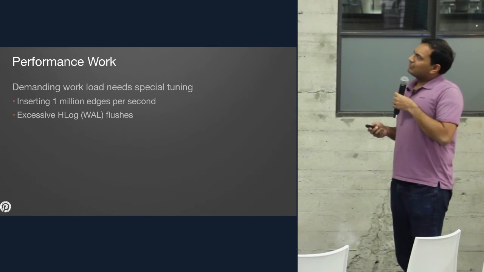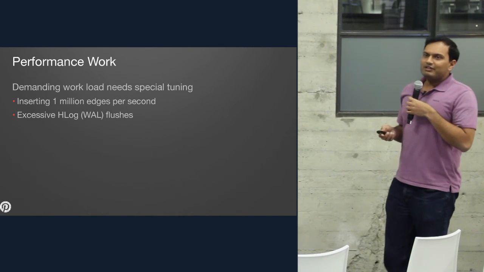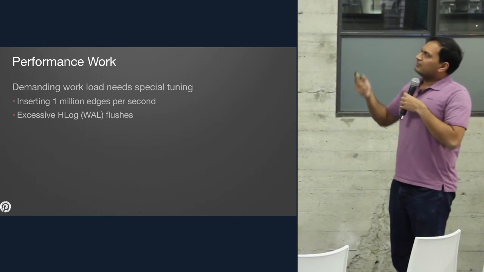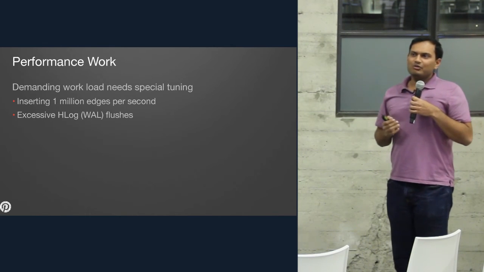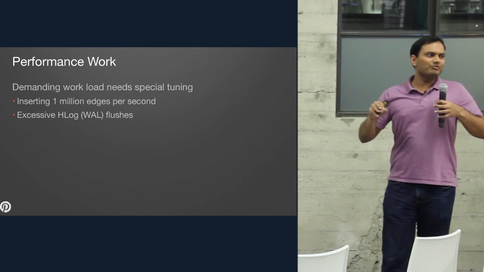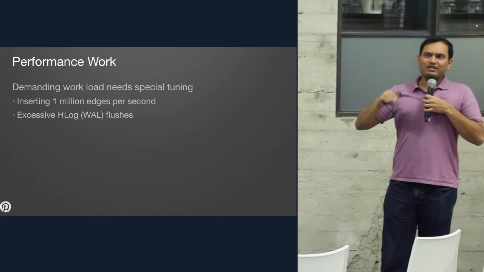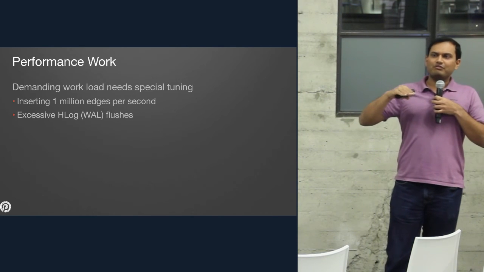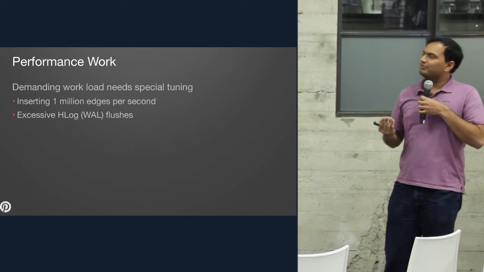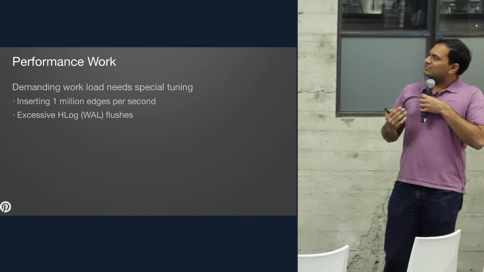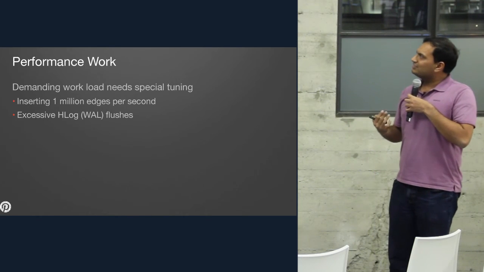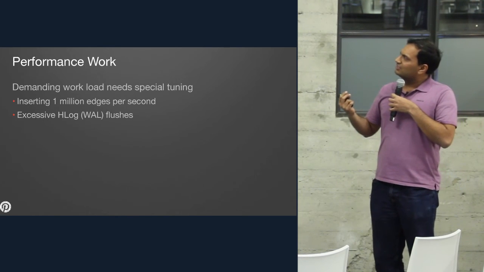And I'll talk a little bit quickly about some of the performance challenges that we had and how we tried to solve them. This particularly was for the smart feed, home feed workload. The home feed is a push-based system. Whenever someone creates a pin, we fan out that pin to all the people that follow that pinner. A pinner is a user of Pinterest. So this is a very demanding workload, doing 1 million edge inserts per second and so on.